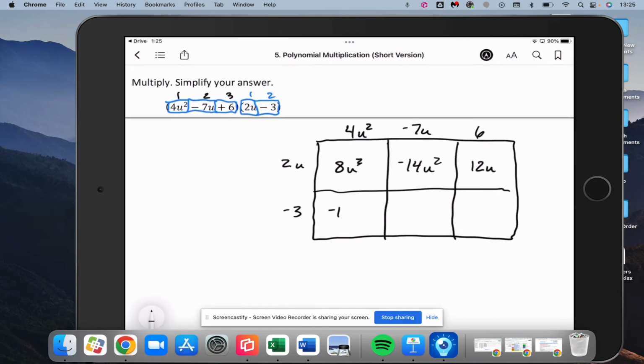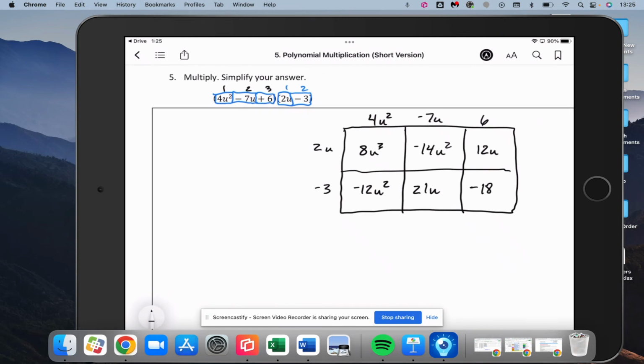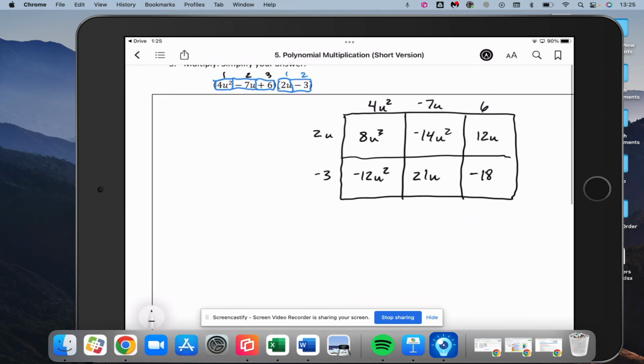Negative 3 times 4 is negative 12u to the power of 2. Negative 3 and negative 7 makes positive 21u. Negative 3 and negative 6 makes negative 18. And so now all we've got to do is take these out of the box and line them up. So we will have 8u to the power of 3. I always put a plus sign, even though I know I'm going to have a negative next to it, negative 14u to the power of 2. Just makes life a little bit easier.